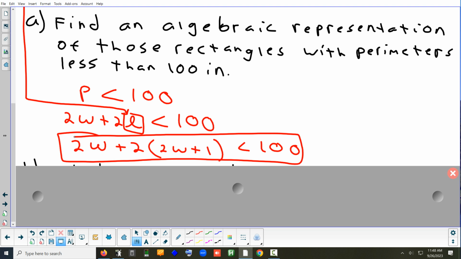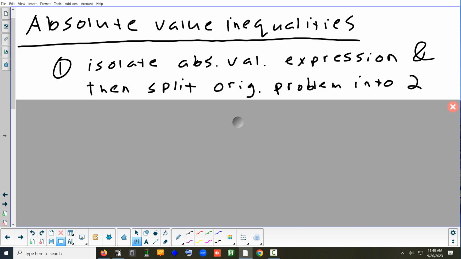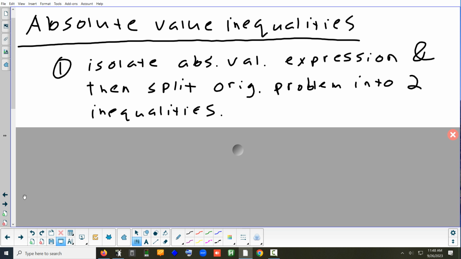Okay, so yesterday, one of the last things we talked about was absolute value equations. I'm going to do the same thing, and the steps are almost the same, except I'm going to talk about absolute value inequalities. So just like yesterday, when you want to solve an absolute value inequality, you need to make sure the absolute value is by itself.